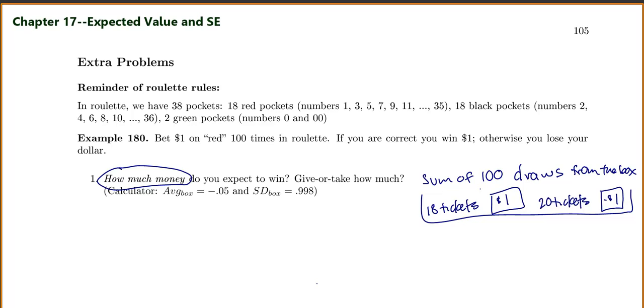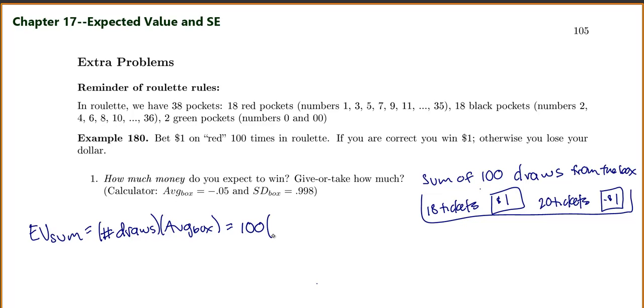Now that we have our box model, we can go ahead and find our expected value and standard error. Notice that I did give you the average of the box and standard deviation of the box by using a calculator. So the expected value of the sum is equal to the number of draws times the average of the box. Number of draws, we have 100 draws. The average of the box is negative 0.05, so this gives me negative 5.